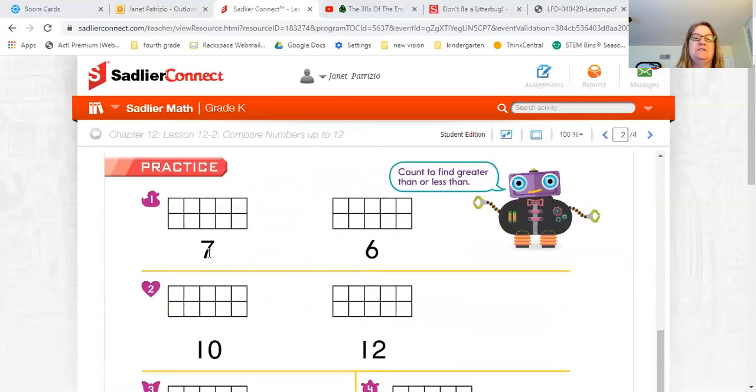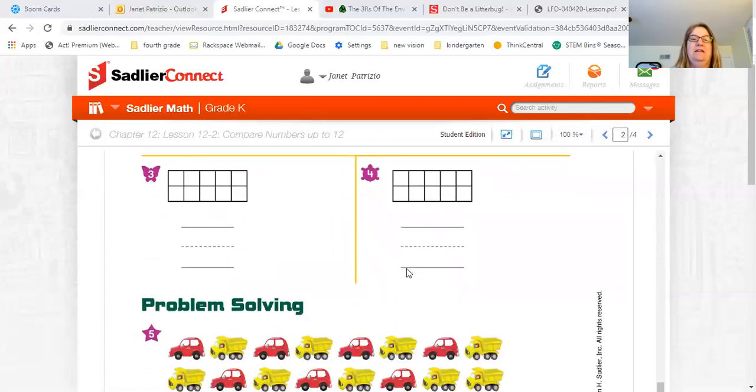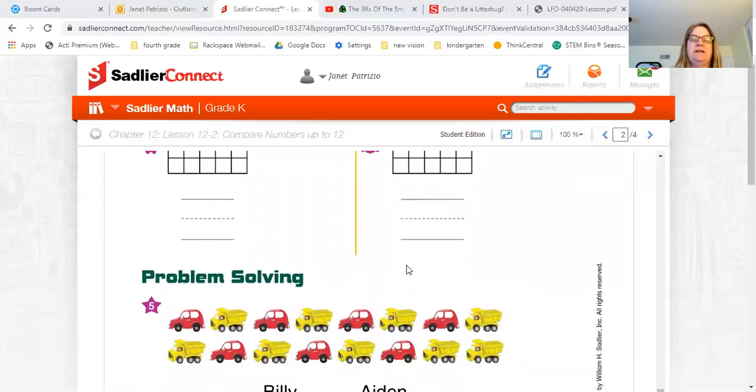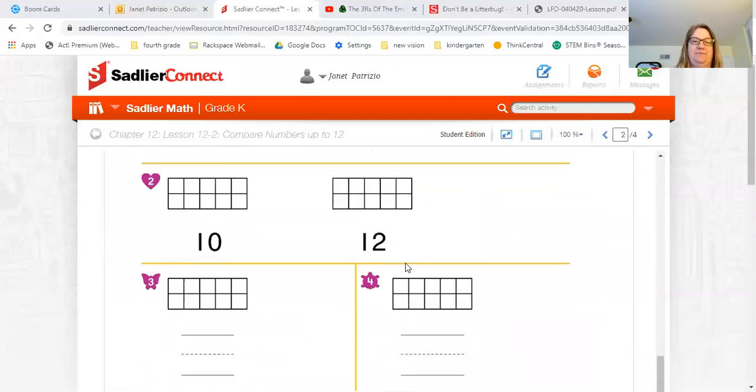So you're going to draw 7 counters in this 10 frame, starting at this box, going over and continuing. Then you're going to draw your 6 counters and put an X on the number that is less than. The same for heart 2. 10 counters and 12. For butterfly 3 and turtle 4, butterfly 3, you're using your 10 frame to show a number equal to 11.